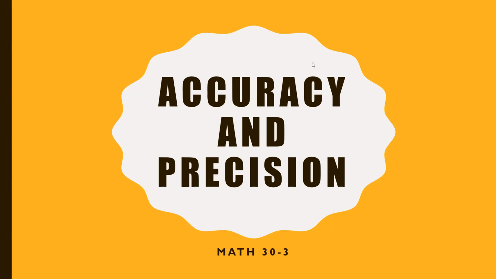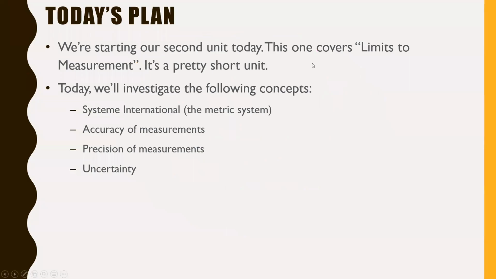We'll get into that. So here's today's plan. Like I just said, starting our second unit today. It is a pretty short unit. Today, we're going to investigate the following concepts. We're going to look at the Système International. It's just a fancy way of saying the metric system. We'll look at accuracy of measurements and precision of measurements. Those are different things, although they sound very similar. And then we'll also talk about a concept called uncertainty, which is actually very, very similar to precision.